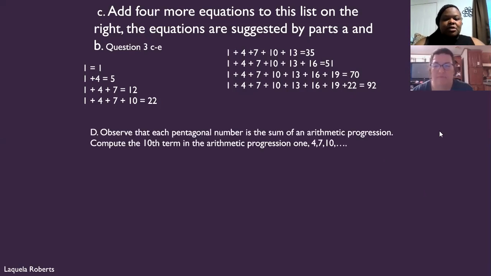So next it says, observe that each pentagonal number is the sum of an arithmetic progression. Compute the 10th term in the arithmetic progression 1, 4, 7, and 10. So you have 1 plus 4 plus 7 plus 10 plus 13 plus 16 plus 19 plus 22 plus 25 plus 28 equals 145.